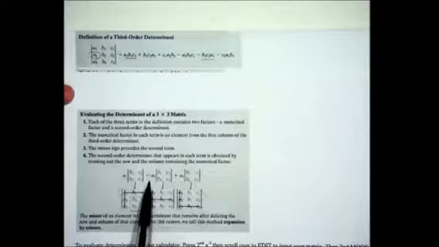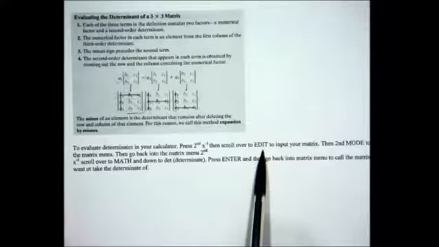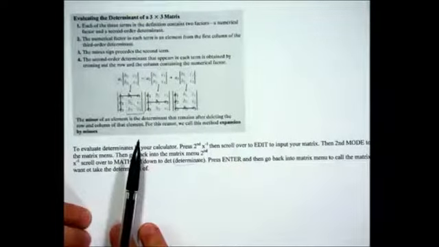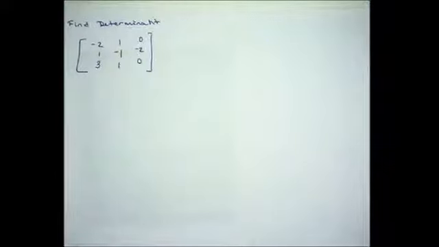Now, we can always do determinants in our calculator, which we talked about before: edit, put your matrix in, go to the math, go to determinant, okay? So now we're going to talk about 3 by 3 determinants. We're going to do them by hand, but we're also going to do them in the calculator. Let's find the determinant of this 3 by 3 using our equation for determinant.